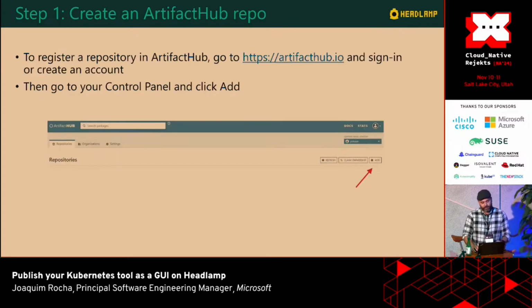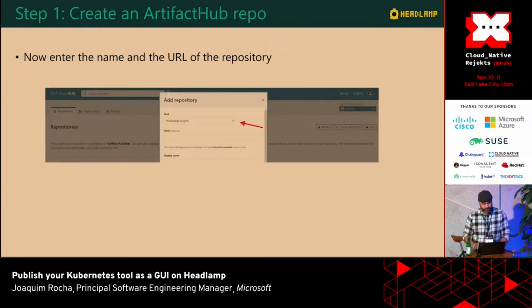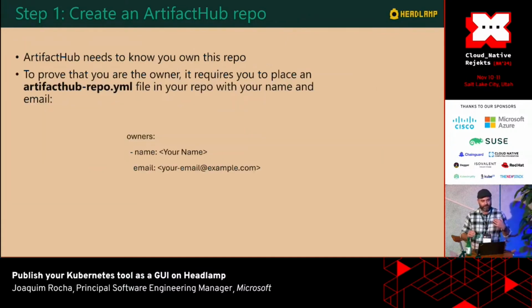All right, so how you do it, if you're familiar with it, you just go to your control panel, click Add, then it's all graphical. You just choose the plugin type. It's going to be Headlamp plugin there. You choose the name for your repo and the URL. Of course, at this point, ArtifactHub doesn't know if you own the repo. So for ArtifactHub to know that, you have to place a file called artifacthub-repo at the root of that repo. And this is in your favorite format, YAML. You have the name and the email there. So that's all that's needed.